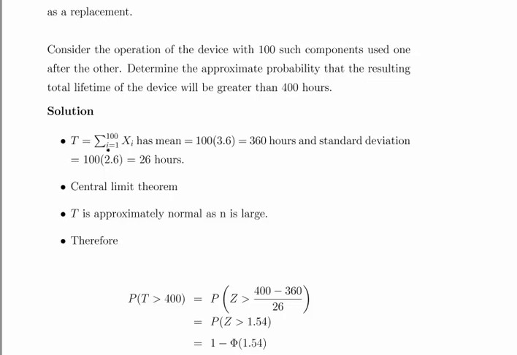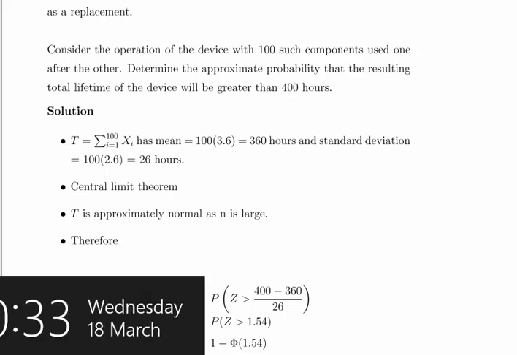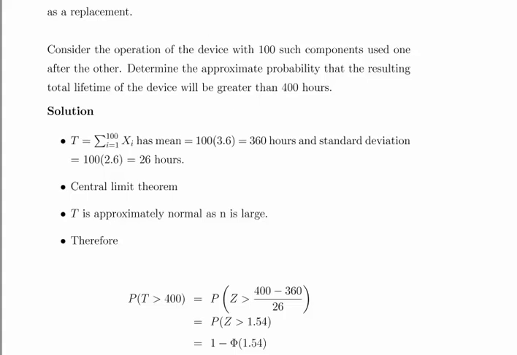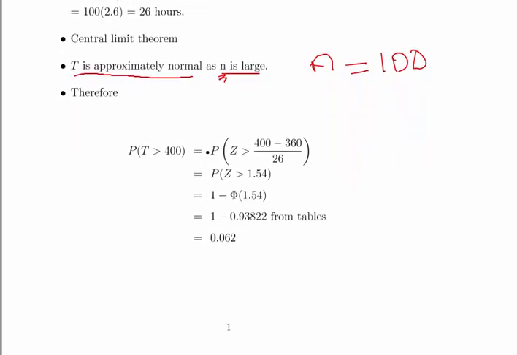Now, it's important to justify the central limit theorem a bit, because we're going to use a normal approximation for this. What you have to do here is justify it and state that it is normally distributed because n is large. In this case, n is equal to 100. Just spell it out. After that, that's where we need to be.